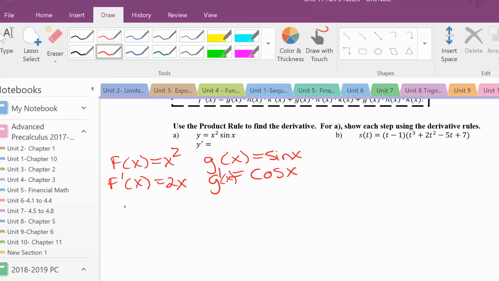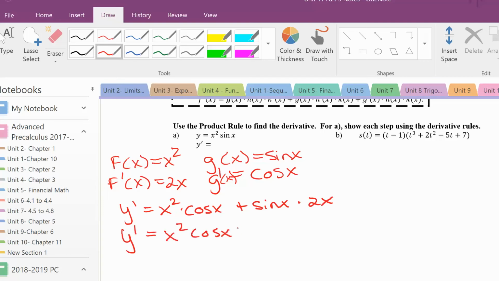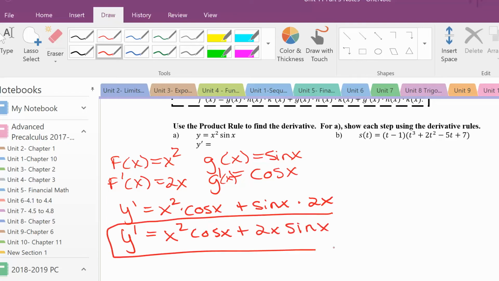Okay, so if we do the product rule, we say that y prime is equal to the first function, which is x squared, times the derivative of the second, cosine x, plus sine x times 2x. So basically, when you simplify, the derivative is equal to x squared cosine x plus 2x sine x. That is the derivative.